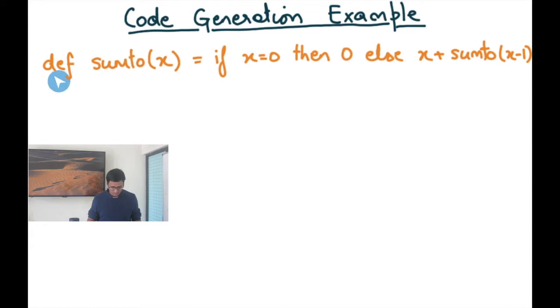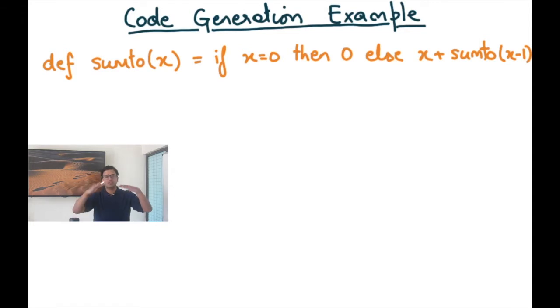It's a function definition. There's only one definition, one function, sum2 x, which is defined as follows: if x equals 0, then 0, else x plus sum2 x minus 1. So this is a recursive function that computes the sum of the first x integers. Right? So this is a valid program in our language, and we want to generate code for it. So how are we going to generate the code for it?